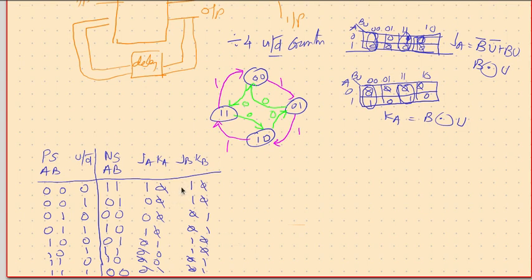Okay, now coming to JB, if you look at it, one don't care, one don't care, don't care. So each cell is either one or don't care. Therefore, all eight together we can form an octal. So JB will be one. KB: if you look at it, don't care, one, don't care, one. That means either one or don't care. So we can form an octal, and that makes KB equal to one. So we have the circuit.